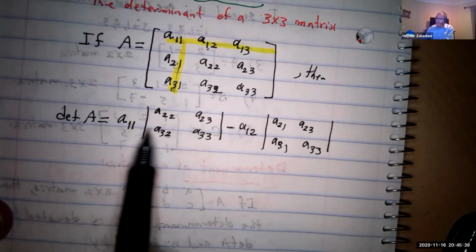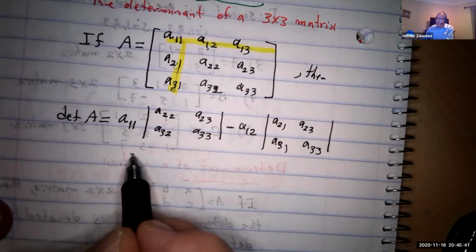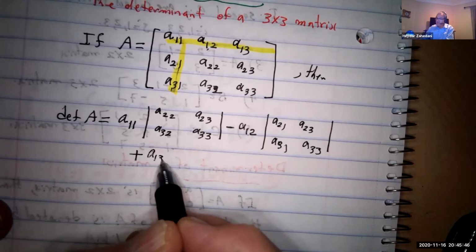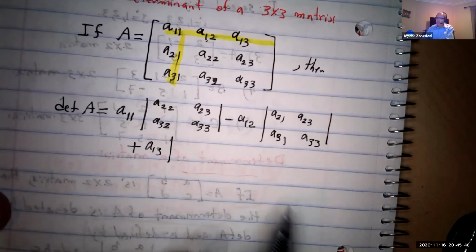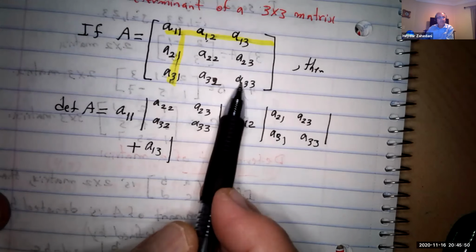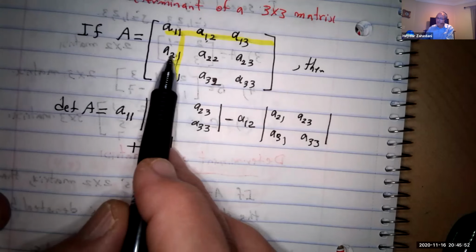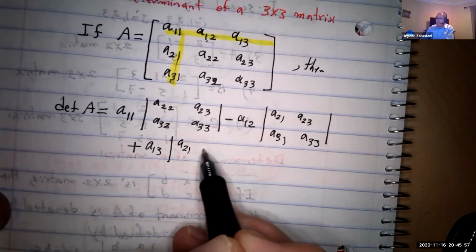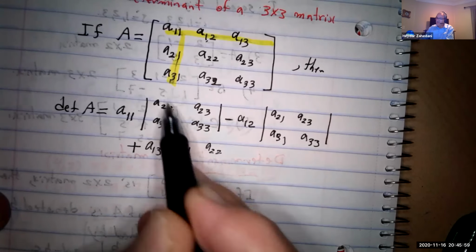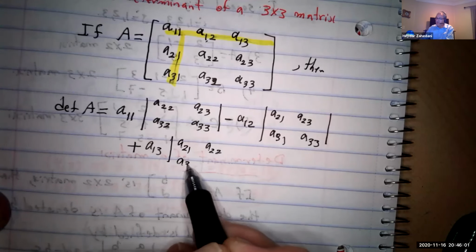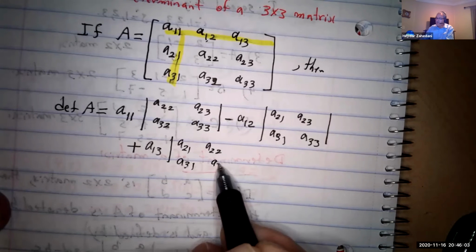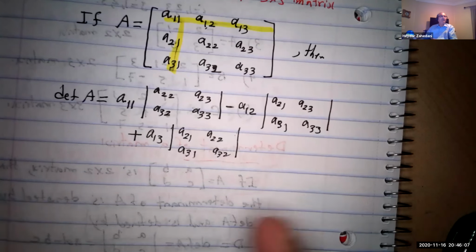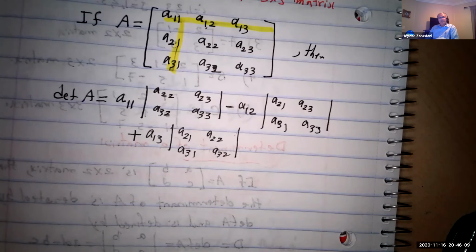And this is positive, negative, positive. Plus, we take the third number, A13. Again, we eliminate the first row and the first column. So the leftover, 1, 2, 3, 4. So that gives A21, A22, and this is going to be A31 and A32. You see that's one. Now these 2 by 2, you can do it because we already talked about it.